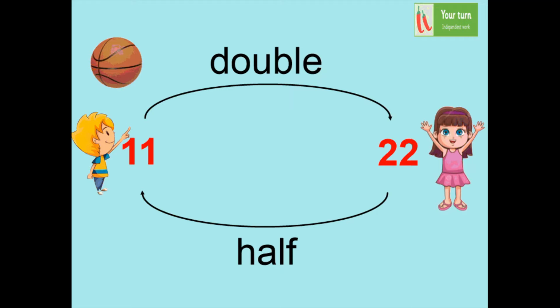Now you can either play with a partner or you can play on your own, and I'll show you how in just a while. Okay, so this person here starts with a number. This person says 11 and then throws the ball to this person who says 22, because 22 is double 11. And then this person throws the ball back and then this person says 11, which is half of 22, and it's the number that they started with.